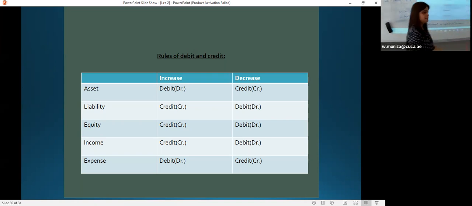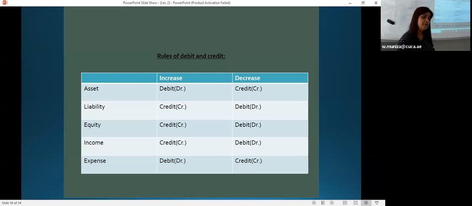Say for example, if interest is received from any investment, the company has given a loan to any party and now the interest is received. What is an interest? It's an income. Increase in income will be credited. So we are going to credit interest income. In which form are we receiving that interest? Cash. In the form of cash. Asset is increasing, we are going to debit cash. So debit cash, credit interest income.